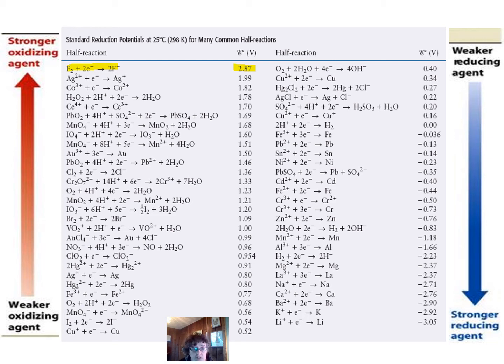So that means that fluorine is the strongest of all, and therefore is very effective in stealing electrons from other species. That makes it a very strong oxidizing agent.